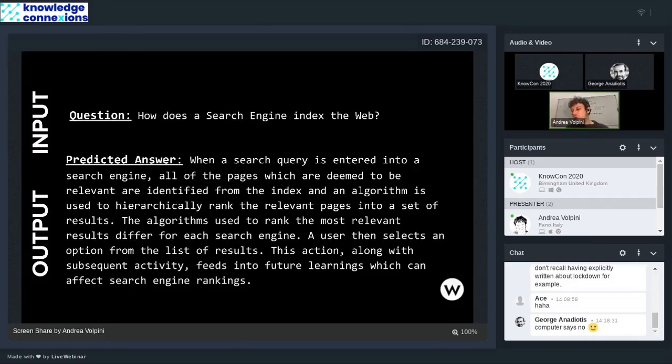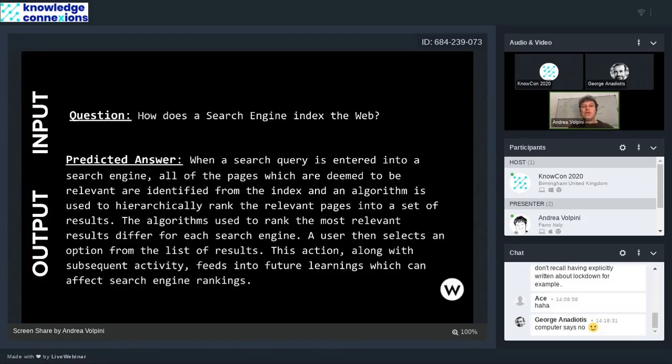And again, I used AI to provide an answer to a very complex question, which is: how does a search engine index the web? It's important that we get this out of the picture, because of course it's a crucial part, but it's not what we're going to cover.